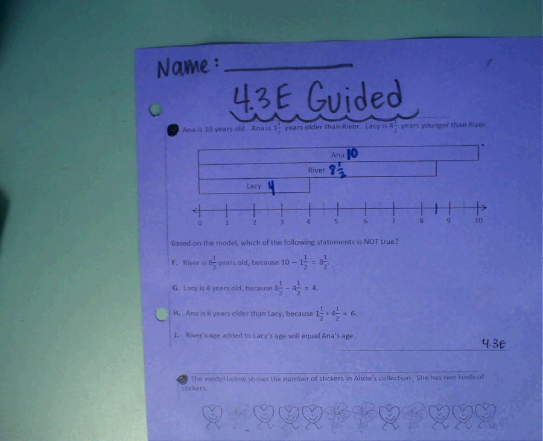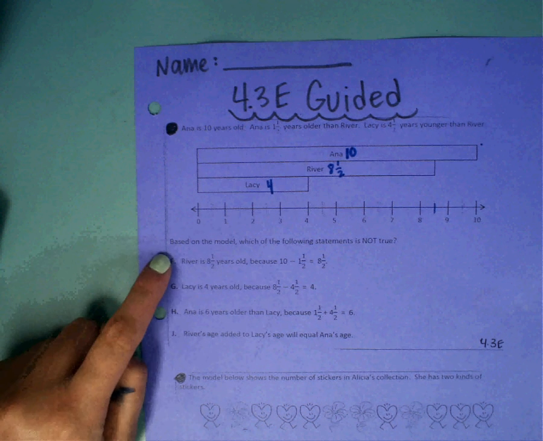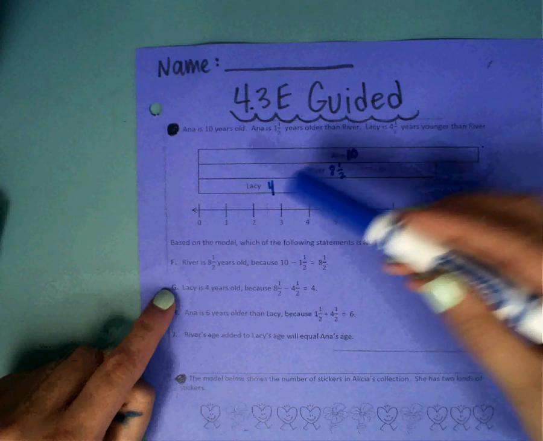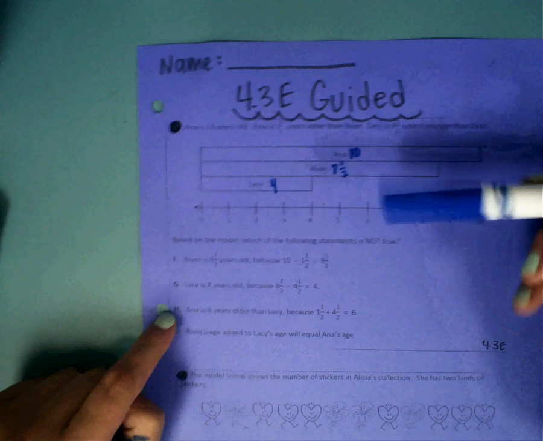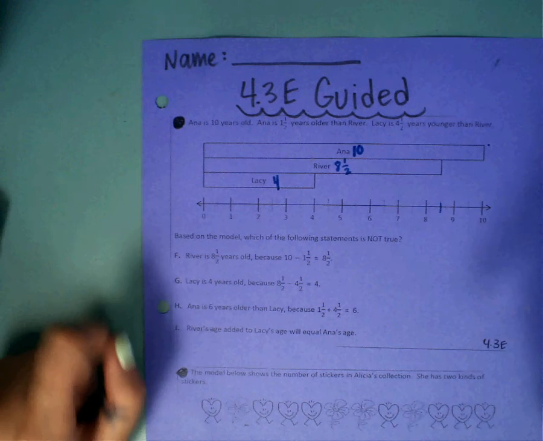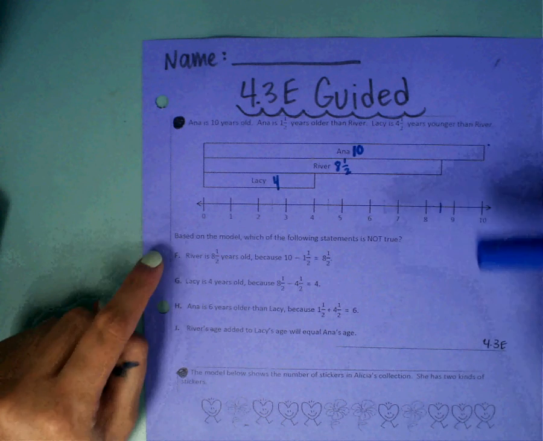So anyone that does not say one of those ages, we can eliminate. Does it say River is 8.5? Yep. Lacey is 4? Yep. Anna is 6 years older than Lacey. Well, we'll look at that in a second. Okay, so now that all those are right, we can keep going.